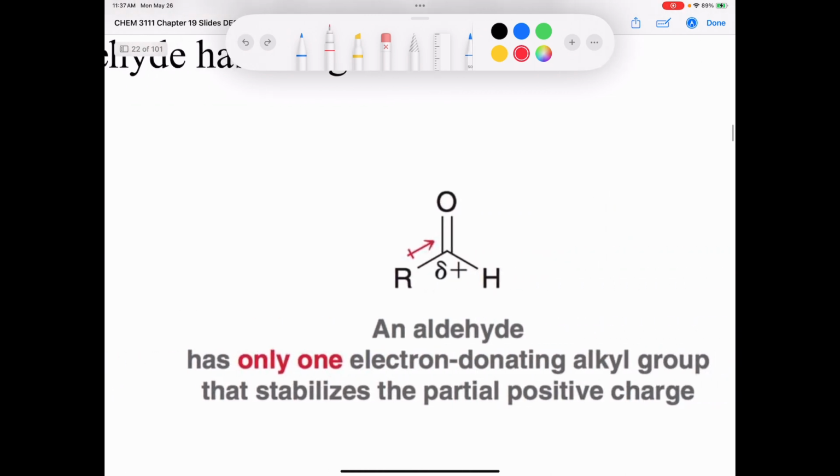But in an aldehyde, yeah, on one side we have an R group, but on the other side we have a measly hydrogen, right, which is the smallest element on the periodic table, which makes it easier for our nucleophile to come in like this and do our nucleophilic attack.